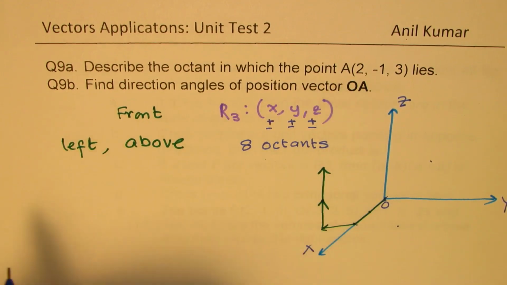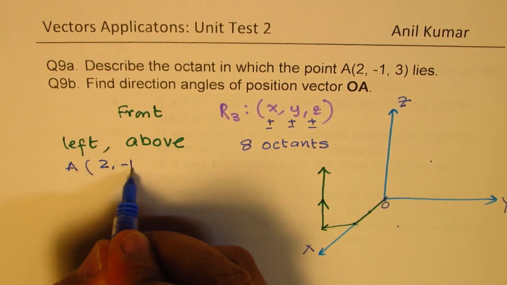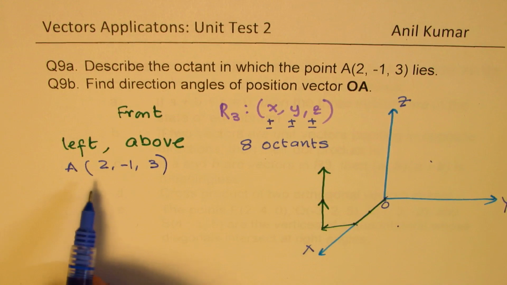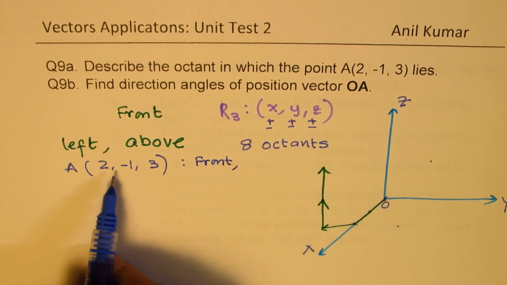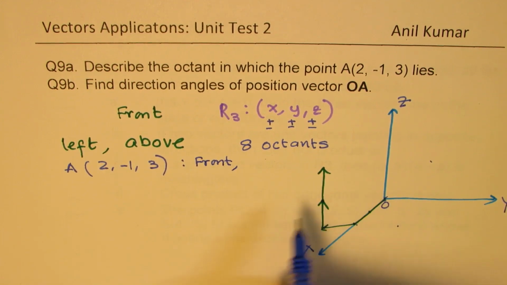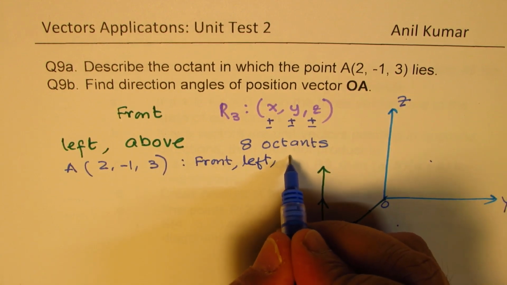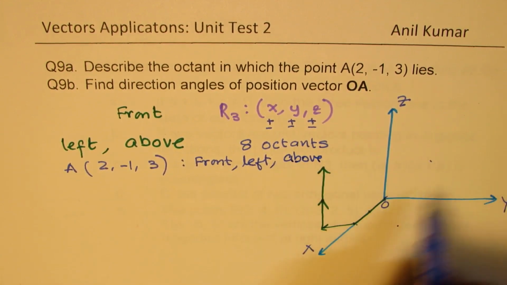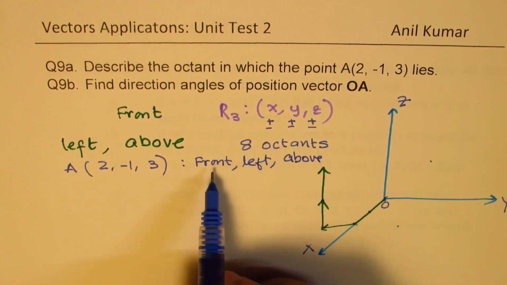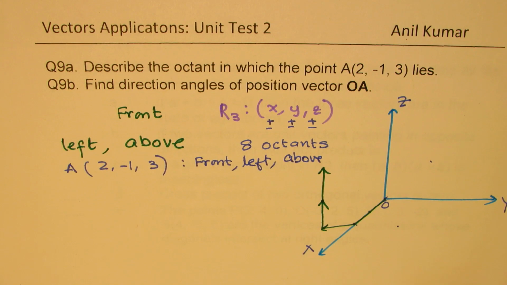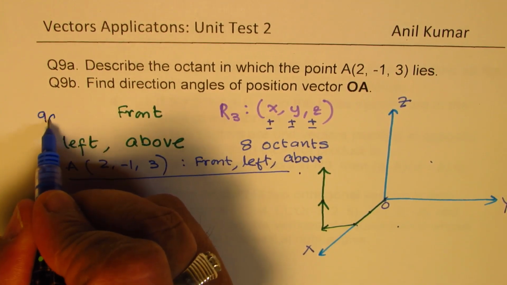So in our case, the point A which we are talking about is (2, -1, 3). So 2 is positive, that means it is front. The y value is negative, that means left. And 3 is positive, that means above. So the point is placed in this octant: left, front, and above, in any order. Is that clear to you? So that is how you're going to describe it. That is our part 9a.